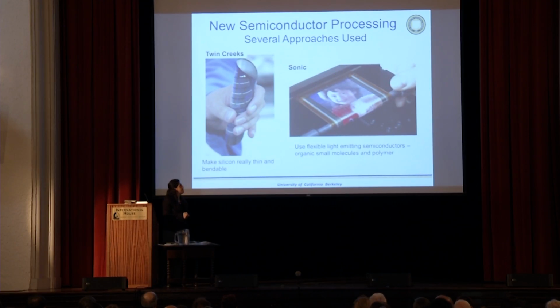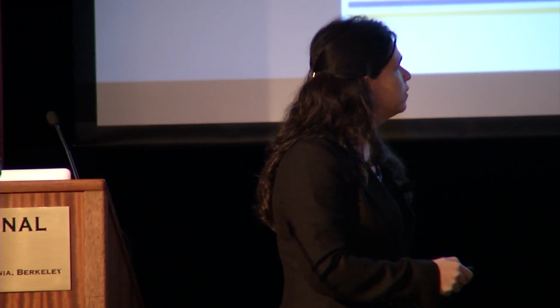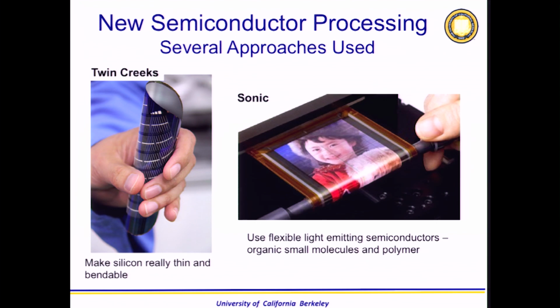And of course, the entire new category of semiconductors now is by using semiconductors that themselves are flexible, such as organic molecules and polymers. So this is what organic electronics is all about, which is very fitting for Berkeley, of course.